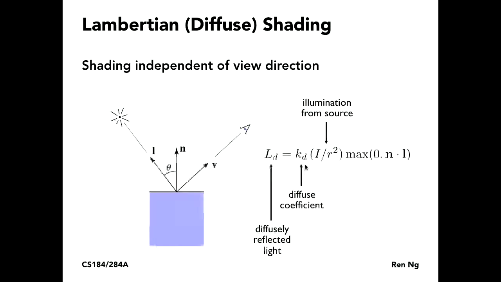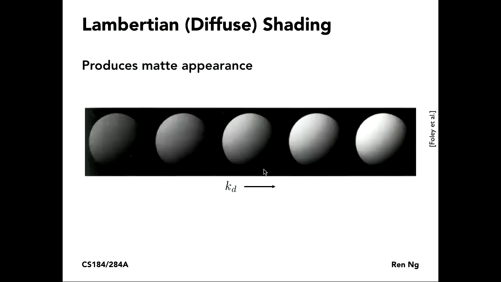This is basically like, what is the intrinsic sort of brightness of the material? And what color is it? Red. So you can think of this k sub D as a color. What does it look like? As you change k sub D, if it's grayscale, you just get darker or brighter, depending on what k sub D is. And it produces a matte appearance, a diffuse appearance.